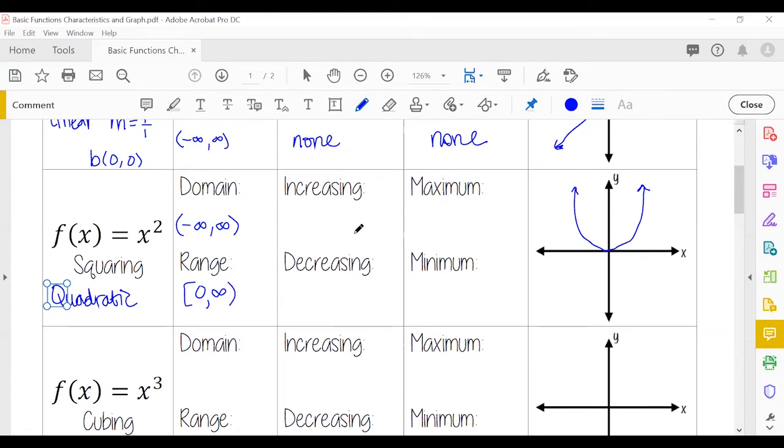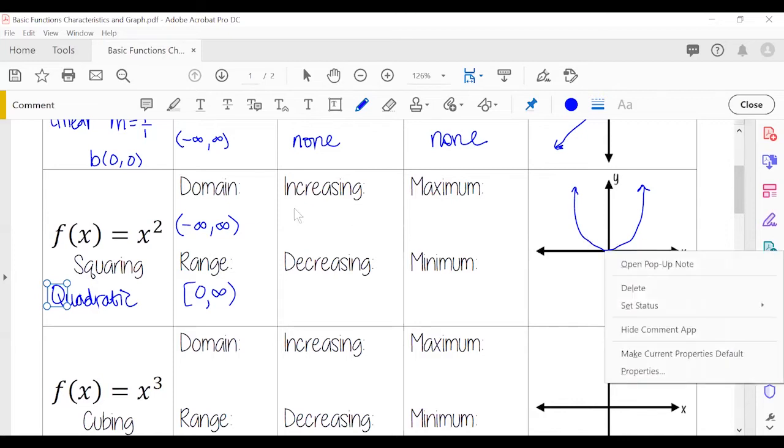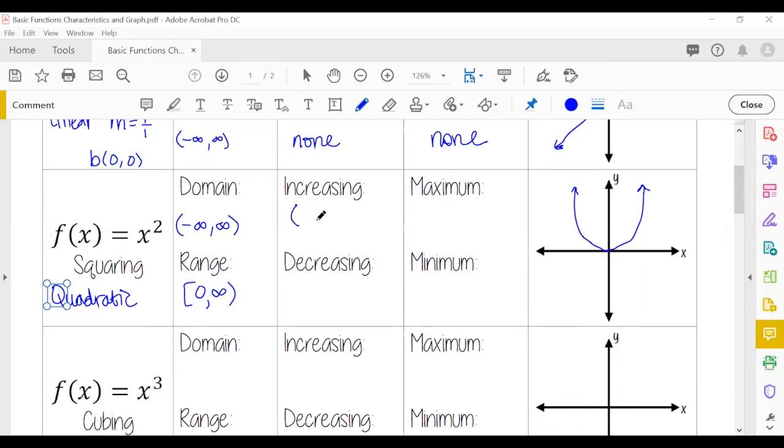This function is only increasing from 0 onwards, so this is going to be from 0 to infinity, and again, that's a comma, and it's decreasing on that first portion of the graph from negative infinity to 0. Okay? This function also does not have a maximum. You can tell again by looking at this picture, there is no tallest point. So there's none there, but there is a minimum value, right?